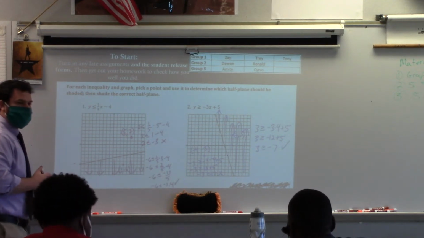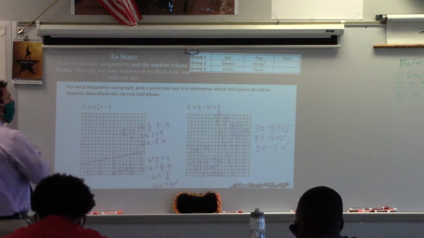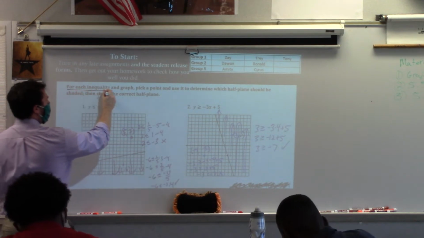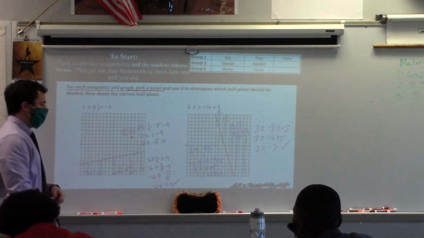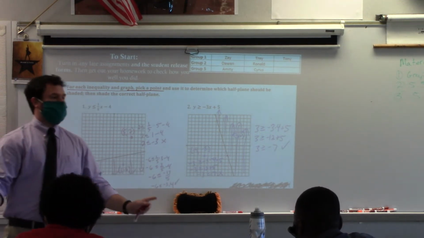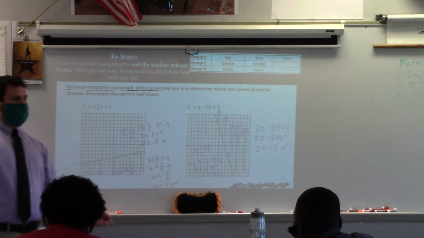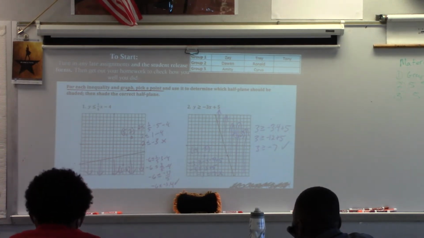CJ, what does it mean to say the half plane? Okay, we'll talk about that in just a second. But what does it say right here? For each inequality and graph, do what? Pick a point and use it to. Pick a point. Notice I picked a couple points. I did 5, 2, I did 3, -6. Literally, I just picked points. That's what it says, right? Give me another point other than 5, 2, or 3, -6. 0, 0. That's a cool one.